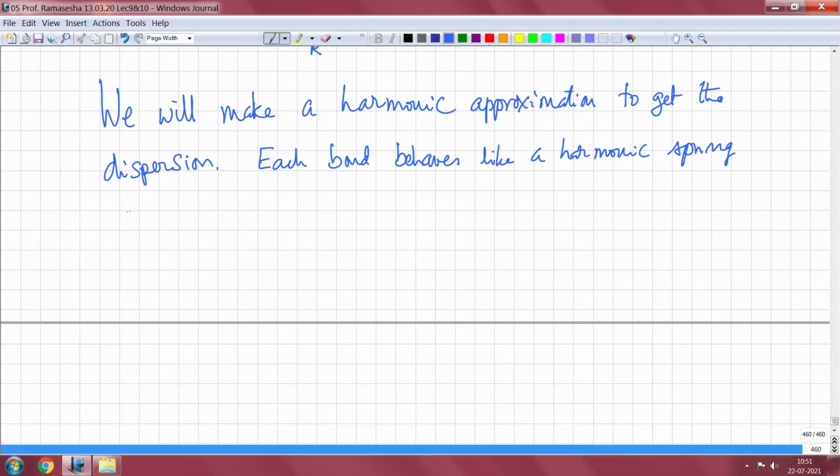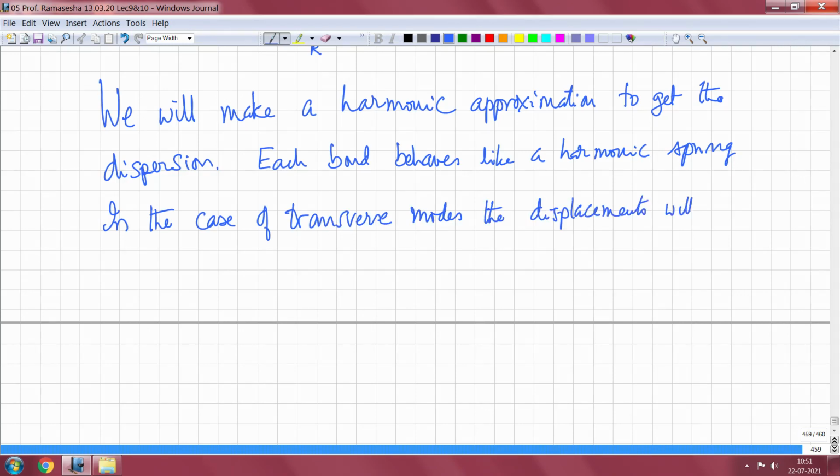Welcome again, and we will start from the place where we left off, which was basically making a harmonic approximation. But before I go into this one, something that I should have actually mentioned earlier was that in the case of transverse modes, the displacements will be of a different type. Okay, let me just draw the picture and then tell you.